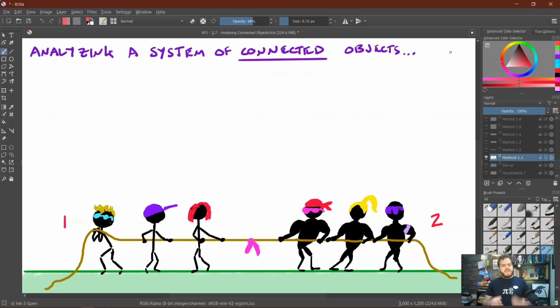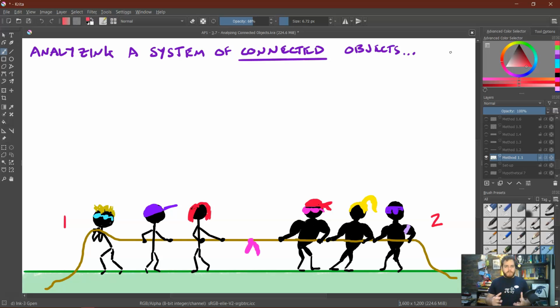So when we're analyzing the system of what we call connected objects, these objects have to be physically connected to one another. And in this particular situation, it's easy to see how they're connected by the rope. So however Team 1 moves, Team 2 is going to have to move the same way because they are physically stuck together. Now, there's a couple of different ways we can use to analyze these systems.